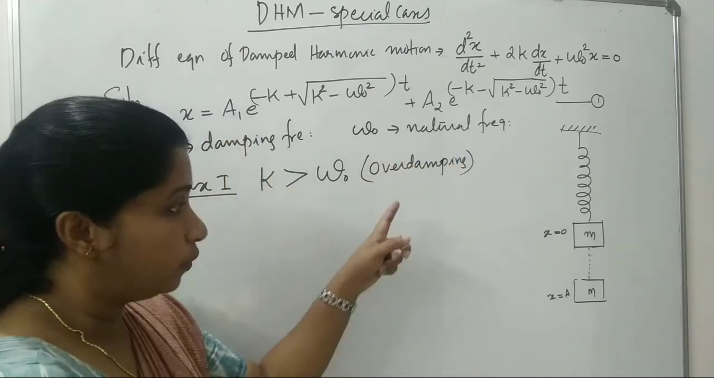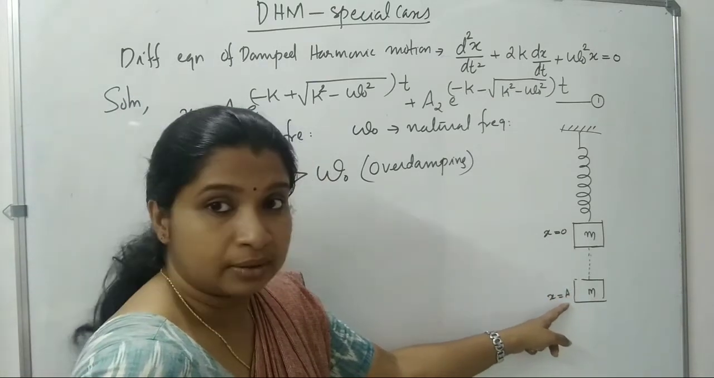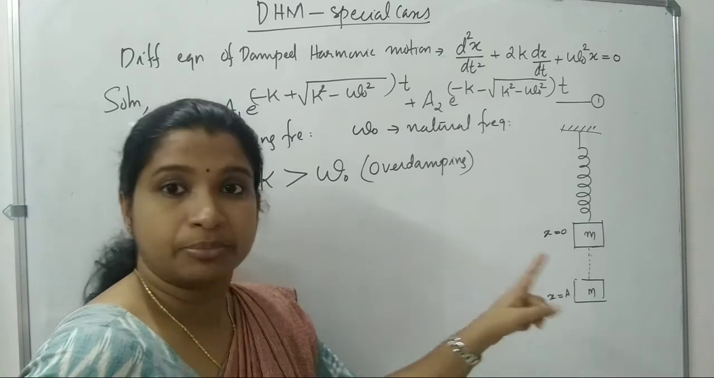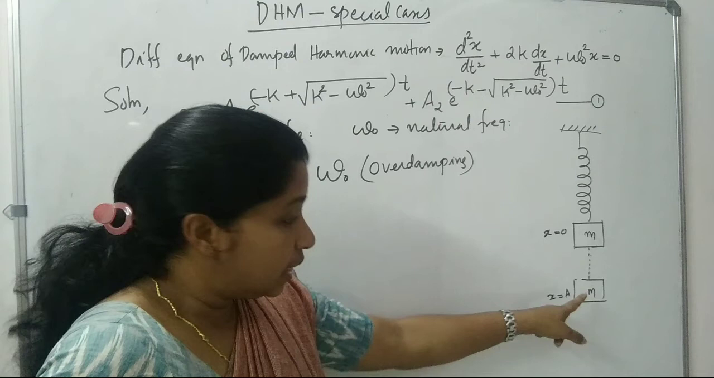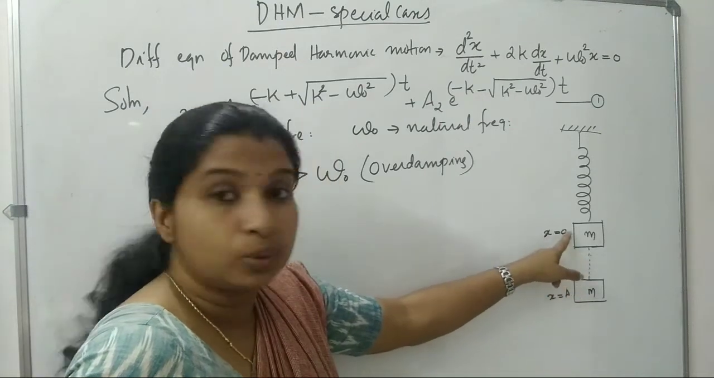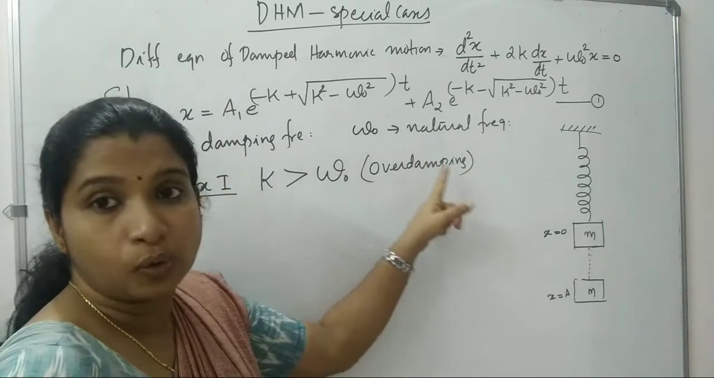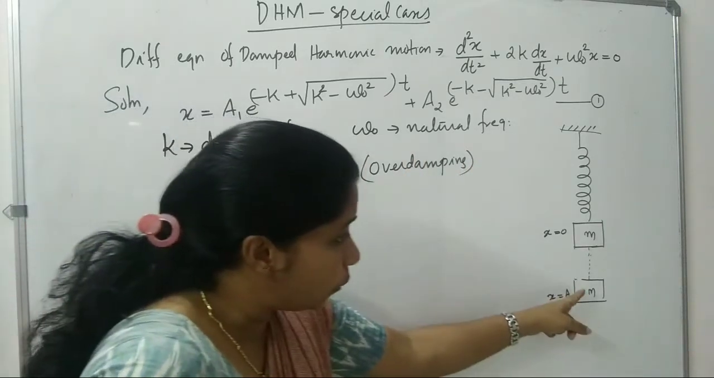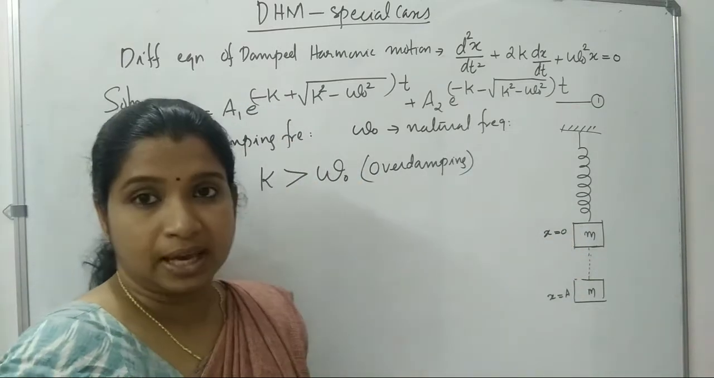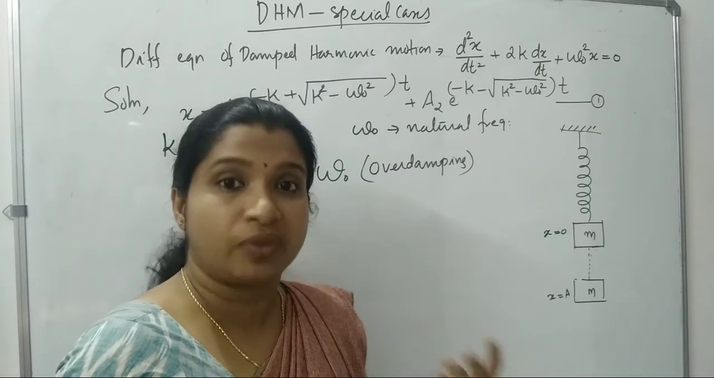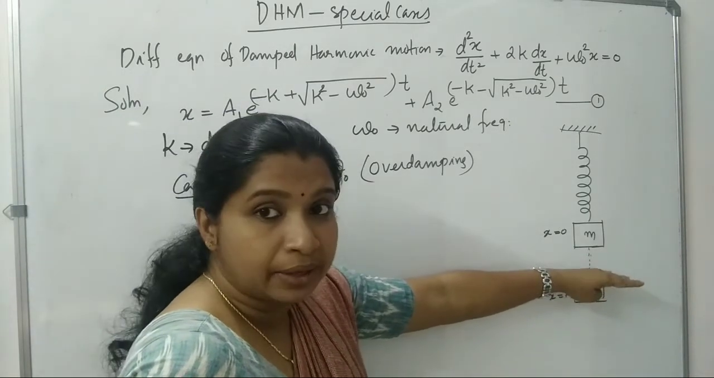So in overdamping, when the body is released from the extreme position, that means an oscillation starts from the extreme position, it slowly comes back to the equilibrium position. That kind of motion is called overdamping. Why does it slowly come back to equilibrium position? Damping frequency is very high. That means air resistance is very high. In that case, the body slowly comes back to equilibrium position.